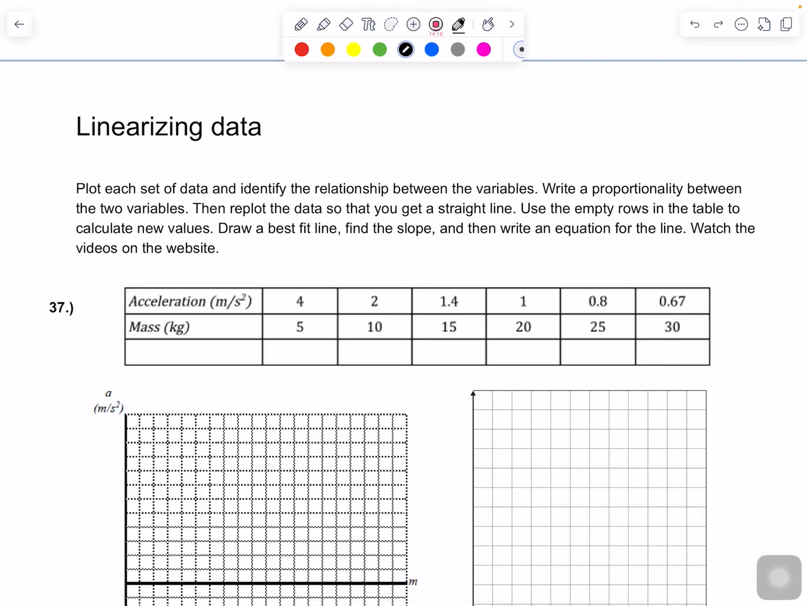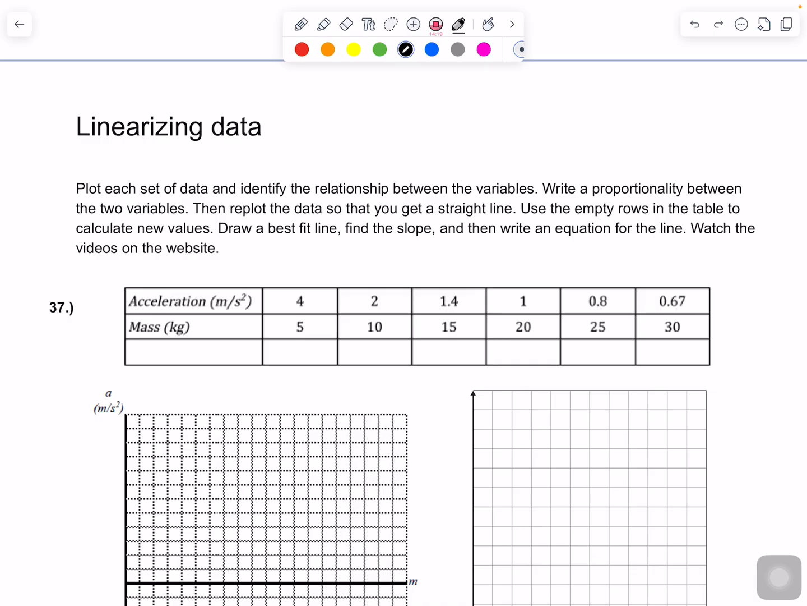Part 9, linearizing data. We saw in the last section that we can take data, graph it, and with a linear function, draw a best fit line through the points and find the slope of those points to get physical meaning from our data. But what if your data is not linear? What if it's quadratic? What if it's a square root function? What if it's an inverse function? There is a way to linearize, that means turn nonlinear data into a straight line. I'm going to show you how to do that.